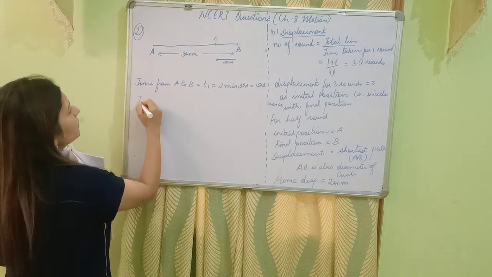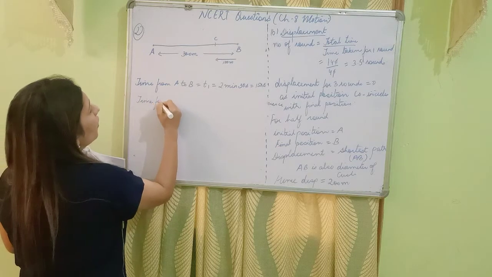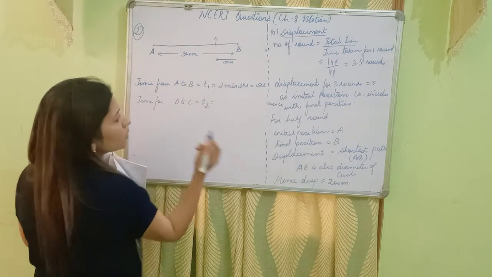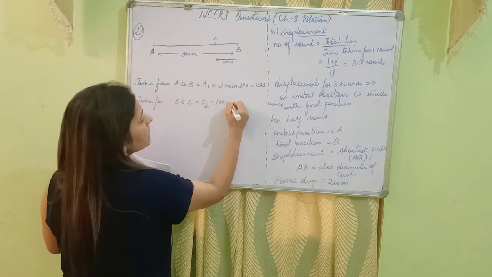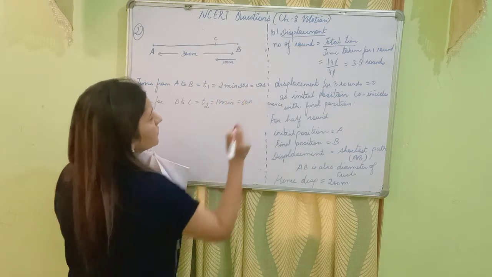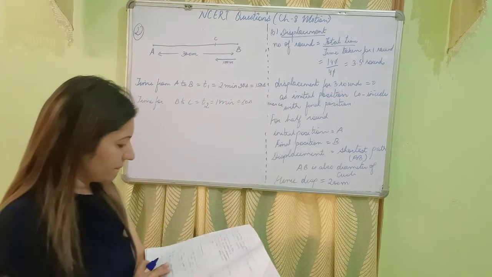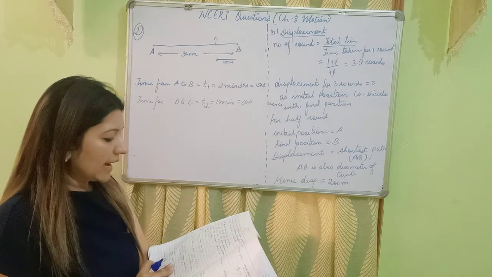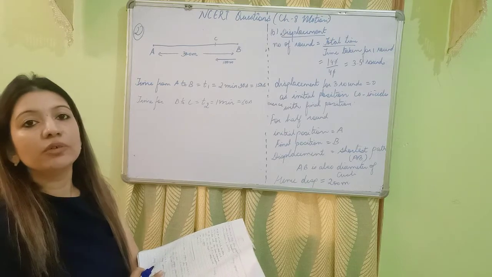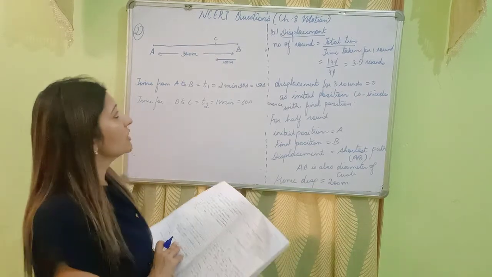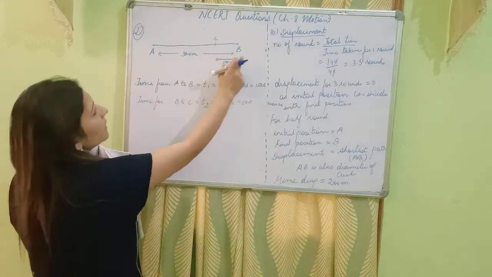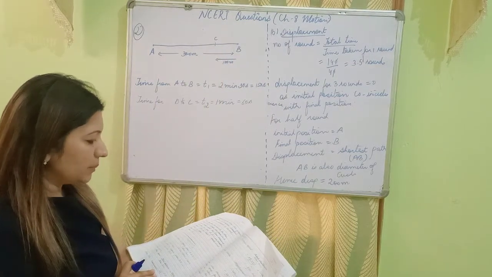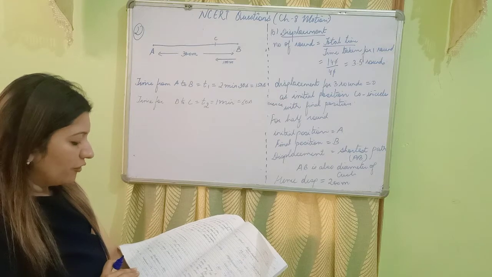Time from B to C is equal to T2, and this is 1 minute. 1 minute means 60 seconds. What are Joseph's speed and velocities? You need to calculate both speed and velocity for both the cases, from A to B and B to C. You need to calculate both average speed and average velocity.